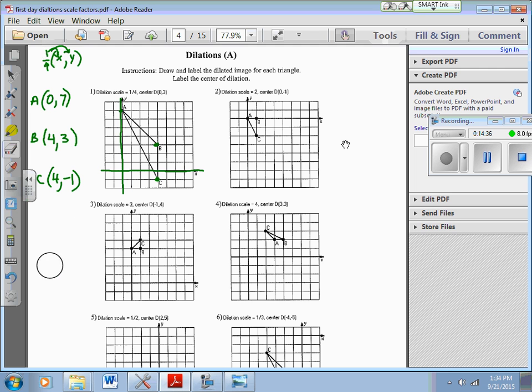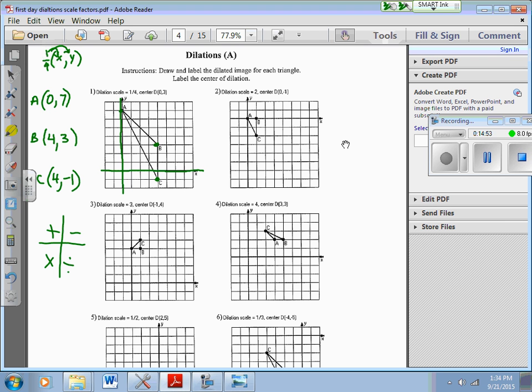Oscar, I think I actually got B mixed up. I think it's 3,4. Okay, we'll check it real quick. Thank you for reminding me. All right, can everybody check? 0,7 was, everybody agreed on A was correct? Okay. B, let's check it again.